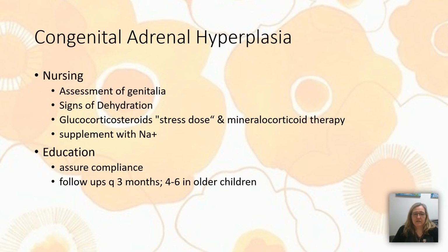The nursing considerations are going to be assessing the child's genitalia adequately. Also look for signs of dehydration. One thing to note is that if a child needs corticosteroid replacement, sometimes they'll get what's called a stress dose.